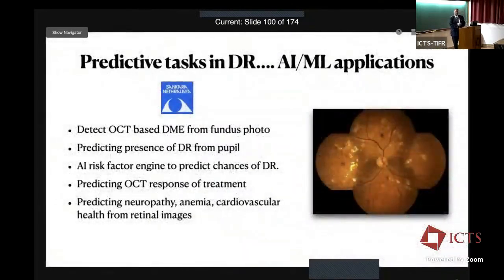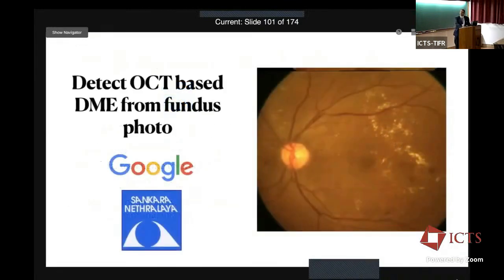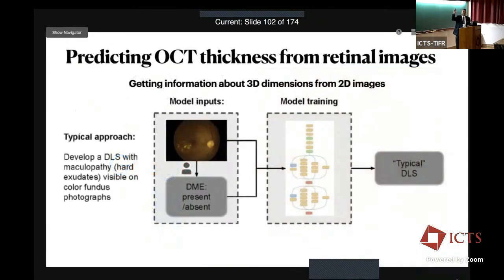We have also tried using AI in multiple predictive tasks in diabetic retinopathy. Can we detect edema, which is from OCT, from a retinal image? Can we detect OCT-based edema from a fundus image? Can we predict presence of retinopathy from pupillary dynamics and so on? This was again a work which we had done with Google. Traditionally, macular edema is these yellow spots in the retina.